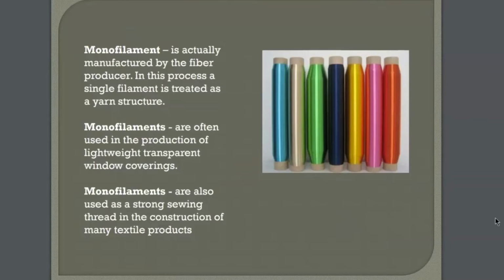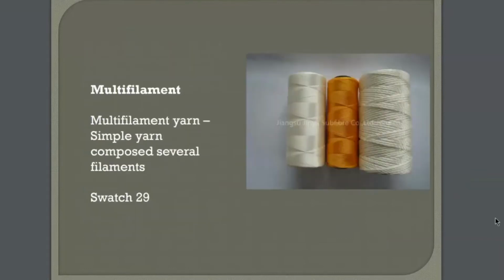Monofilaments are also used as a strong sewing thread in the construction of many textiles. We don't have this example in our swatches today, but if you were to order a swatch, let's say from Kravet or Pindler or Knoll, the edge of the fabric might be finished with a serged or finished edge. Typically that yarn, if you pull it out, will be one of these monofilaments, that kind of plasticky single yarn. So we move from mono, a single, to multifilament.